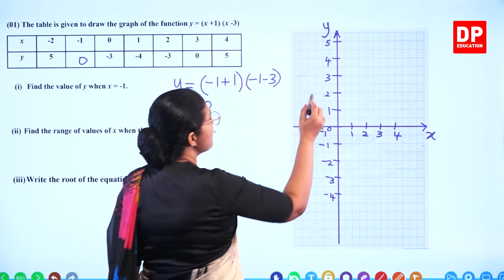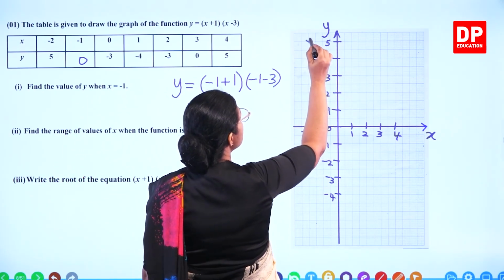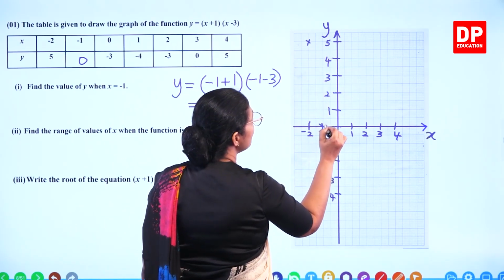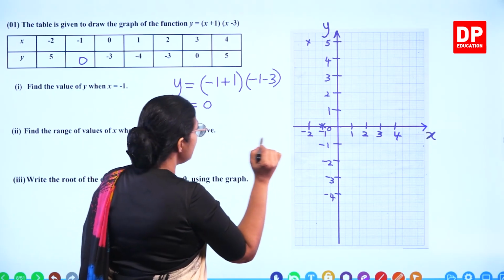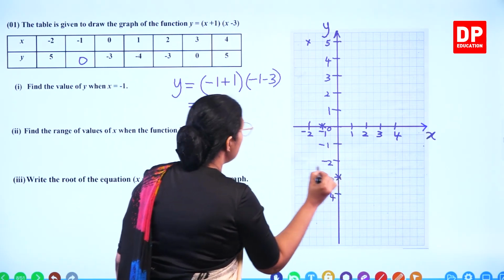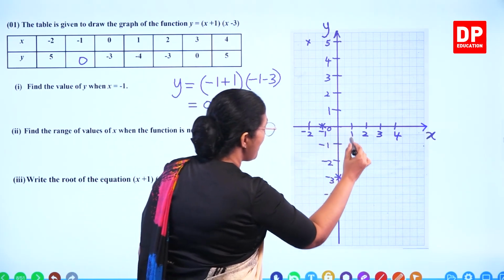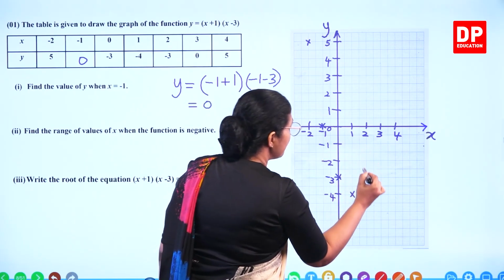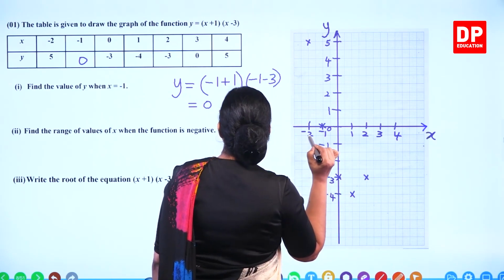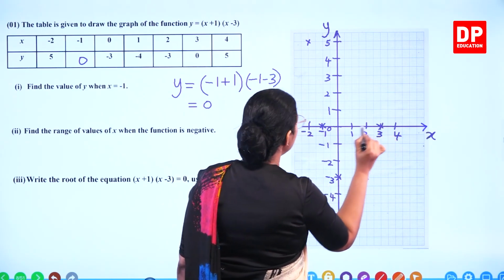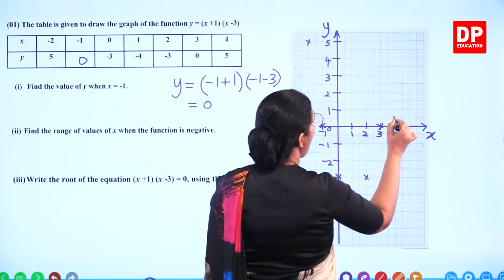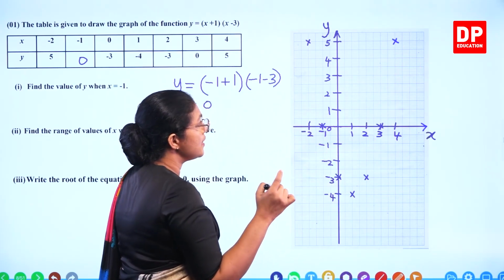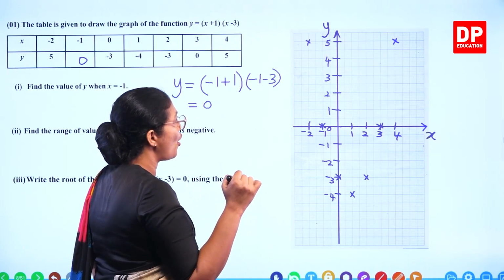Minus 2, 5. Minus 2, 5 is here. Then minus 1, 0. This point. 0, minus 3. Here. 1, minus 4. 2, minus 3. 3, 0. 4, 5. After that, you can smoothly connect the points.